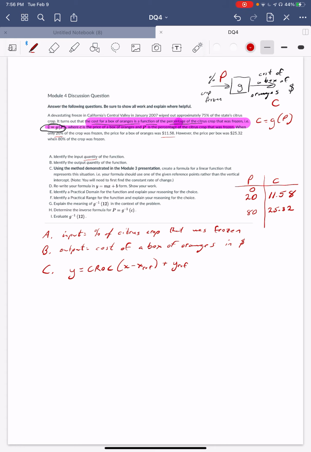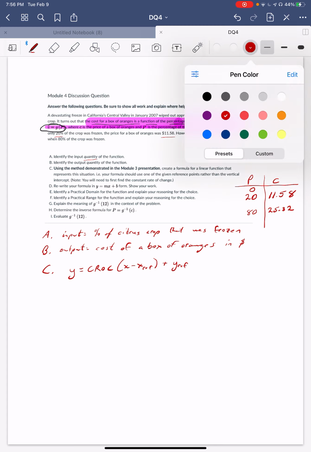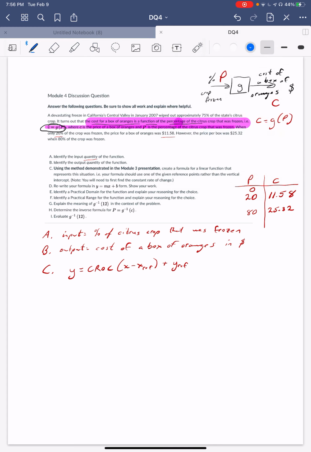And so, I see I have two different reference points I can use. It doesn't matter which one I use, but I see that I need to determine the CROC, and it actually gives you a hint. You will first need to find the constant rate of change. So let's do that. We have 2 points. So when you have 2 points, you find the constant rate of change by finding the change in the outputs divided by the change in the inputs.